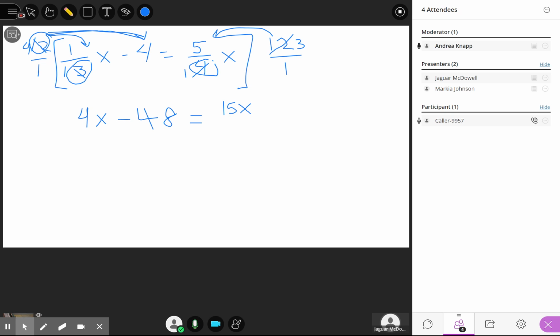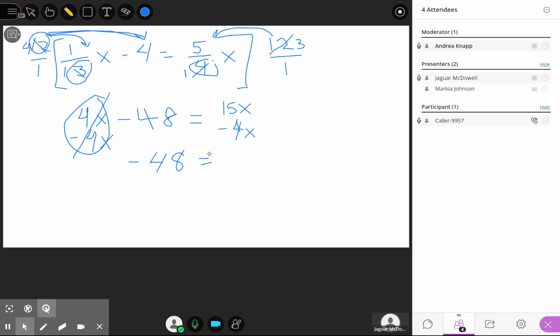Now I can collect like terms. So go ahead and do that. What would you like to do first? So let's subtract 4x from both sides. So 4x minus 4x goes to 0. That's a 0 pair. And I'm just left with negative 48. And on the other side, I have 15x minus 4x, which is 11x.